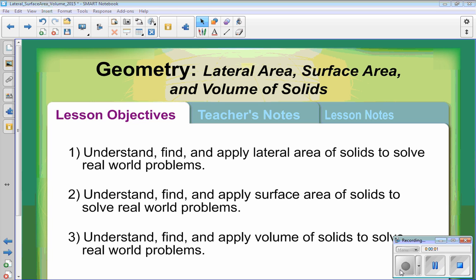In our 3D unit, we talked about nets, and we've named and done some vocabulary with faces and bases and lateral edge and slant height and that kind of thing.